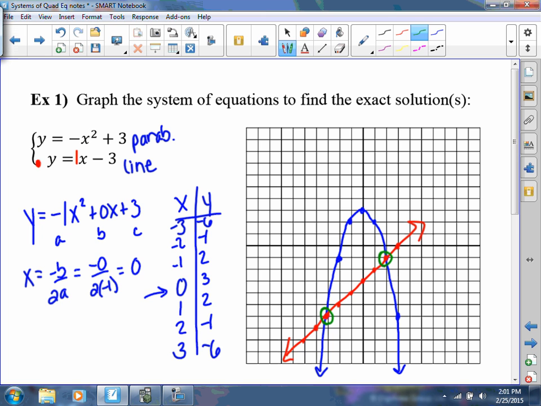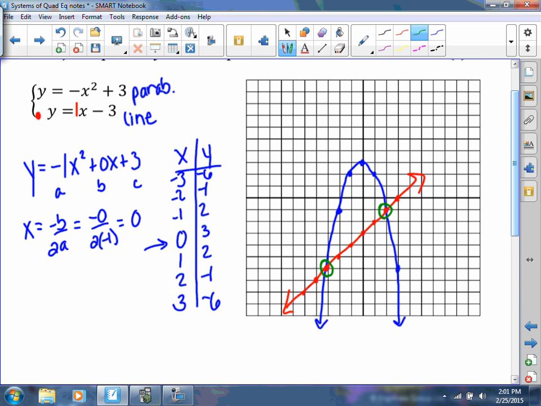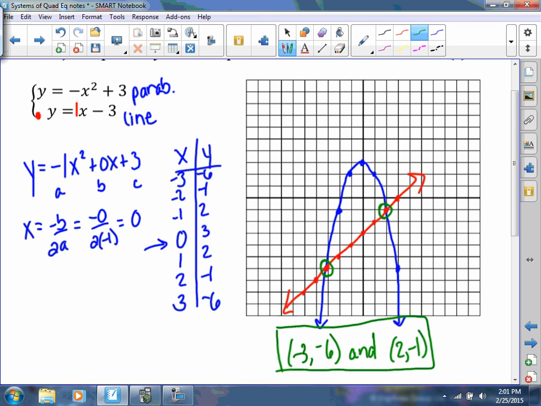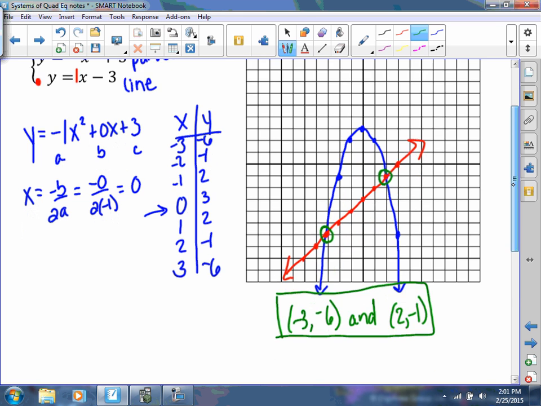So then I need to find those ordered pairs and write them down. So the ordered pairs where they cross, let's see, that would be negative 3, negative 6. And then the other one is 2, negative 1. So for this system of equations, we get 2 equations, or I'm sorry, 2 ordered pairs. Okay, and that's because the parabola and the line crossed twice. So if I took either of these ordered pairs and substituted them into the parabola equation and the line equation, they would give me a true statement for both. Okay, so that's basically what we're going to do. We're just going to practice it a few more times.